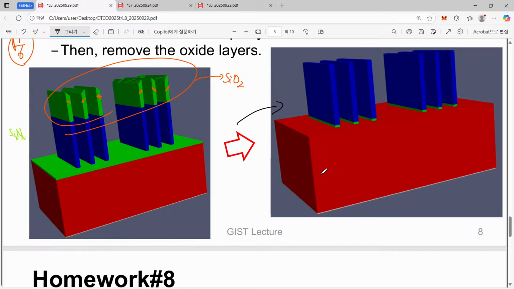So in the next lecture we will talk about final fin patterning, and also we will talk about fin reveal. But fin reveal is also not that straightforward, and we will just talk about a simplified version of it, because I tried, but failed to reproduce it within our capability. So I will just discuss it later in the next lecture.